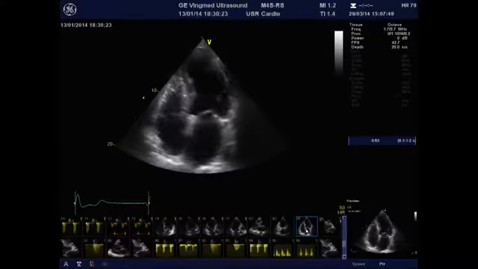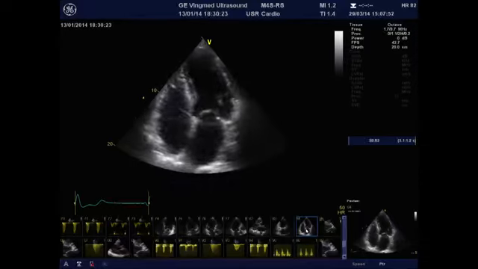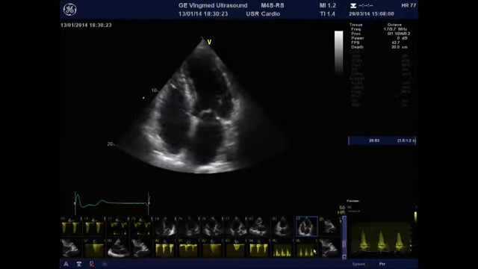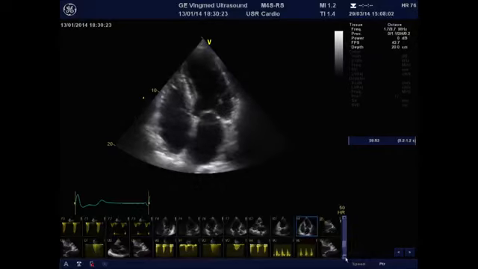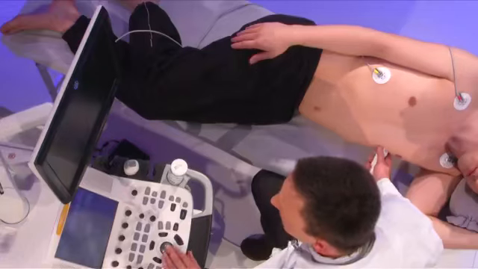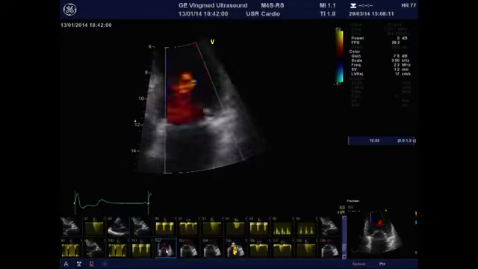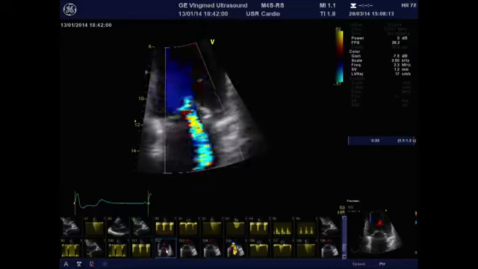where we can see that there is a depressed left ventricular ejection fraction and that the lateral aspect of the left ventricle is also akinetic. So let us now turn on the color flow modality, and we can see that there is also some degree of mitral regurgitation, and we will go back on this a little bit later.